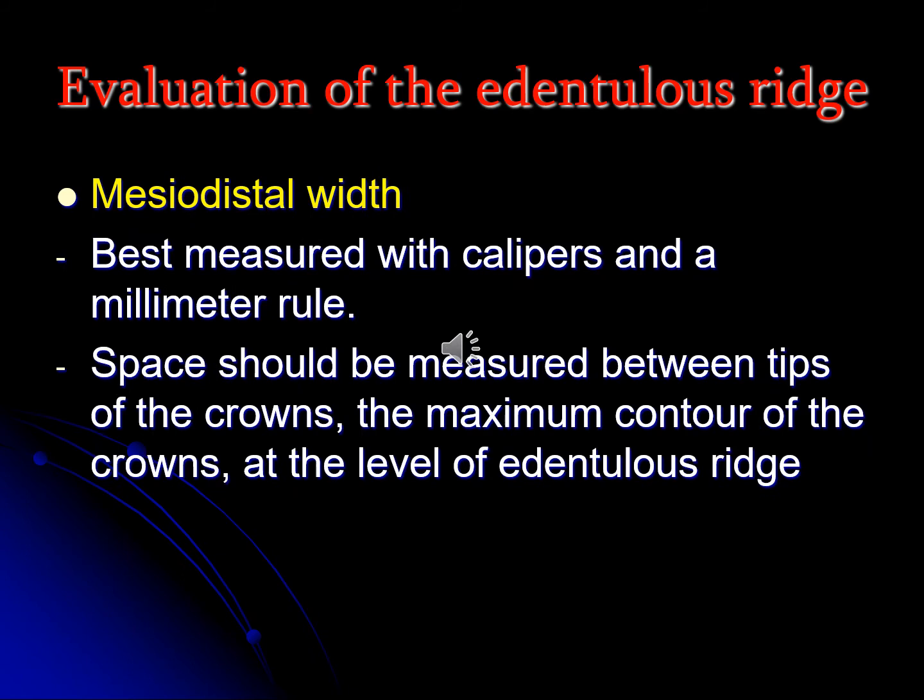The mesiodistal dimension of the edentulous ridge is very important to receive the implant in the ideal width or diameter. The best measurement of the mesiodistal width is by using calipers or a millimeter ruler, either clinically in the mouth or on the cast. We should evaluate the space mesiodistally between the tips of the crowns, at the maximum contour of the crowns, and at the level of the edentulous ridge.